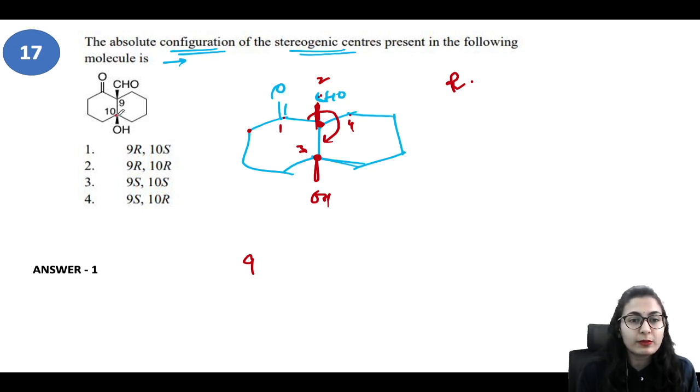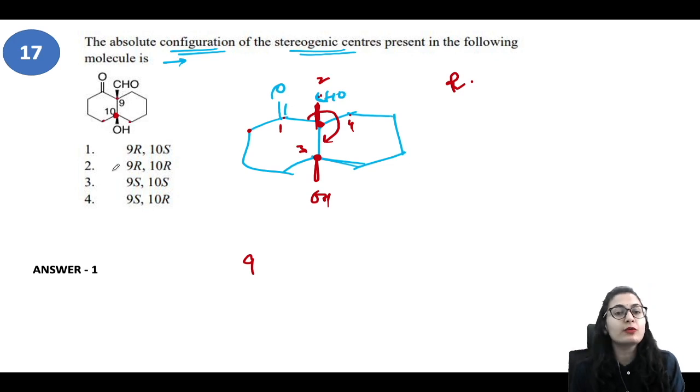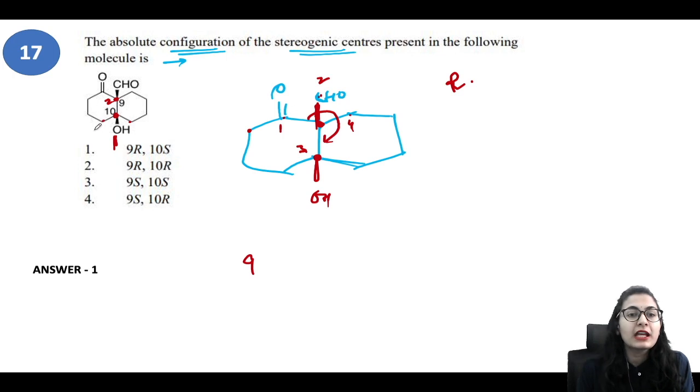About the 10th one, here if you give the priority, you have one OH and you have these 3 different carbons. How is the priority going to be? One for the oxygen, second is going to be for this carbon which is connected to so many groups, third is going to be here, and fourth is going to be here. It is 1, 2, 3 anti-clockwise, fourth is already below the plane, so it's going to be S. So first one is the correct answer.